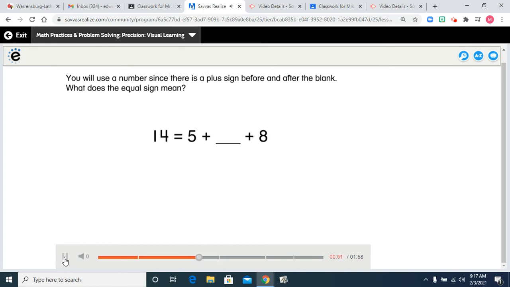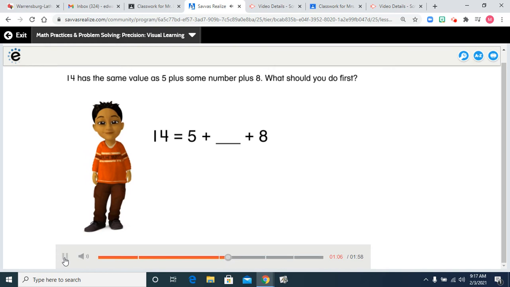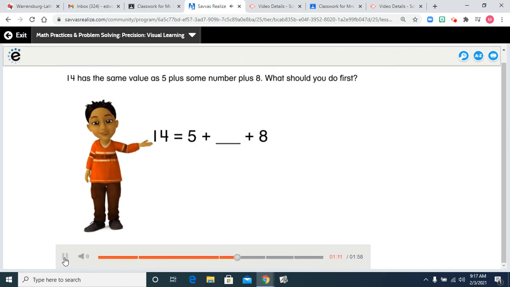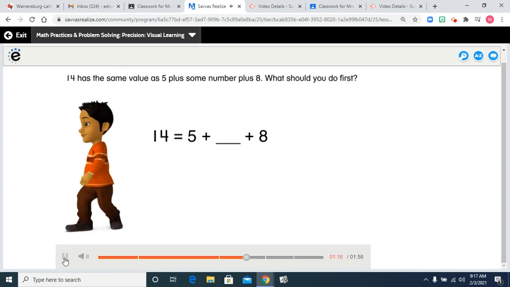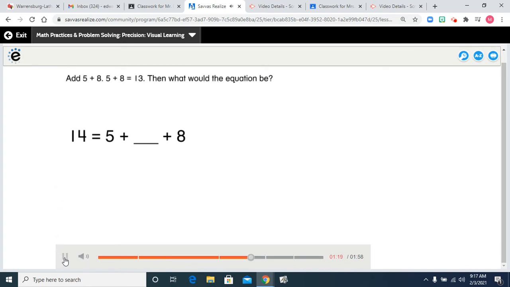What does the equal sign mean? The equal sign means the same value as. So, what has the same value in this equation? 14 has the same value as 5 plus some number plus 8. That's being precise. What should you do first? Add 5 plus 8. 5 plus 8 is equal to 13.